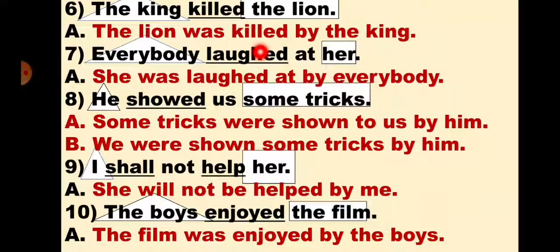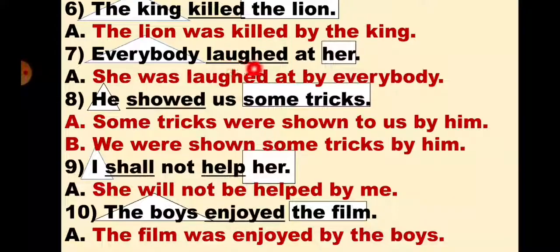The king killed the lion. The king is the subject, killed is a verb, the lion is an object. So here the lion will come into a subject place, the lion. It's a singular, so we'll use verb was. Killed, already it is in a third form. Add by, the king, subject will become object, the king. The lion was killed by the king.